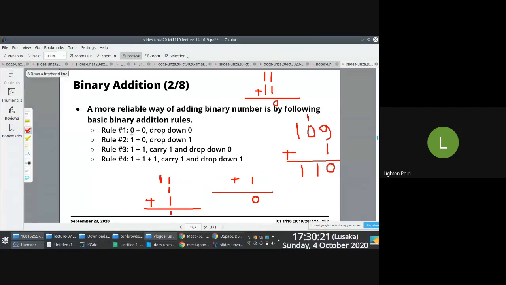When you're adding 0 and 0, the answer is 0. You don't carry anything. When you're adding 1 and 0 or 0 and 1, the answer is 1. You carry 0. When you're adding 1 and 1, there's an overflow here. You can't have 2, right? 1 and 1 is an overflow, so you say it's 0, carry 1. Do you understand this? When you're adding 1 and 1 and 1, the answer is 1, and then you carry 1.